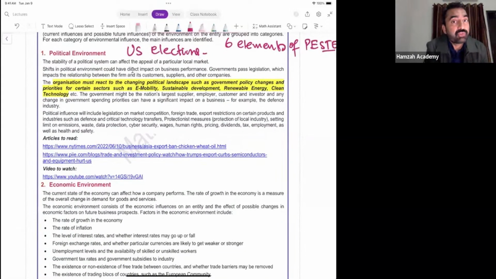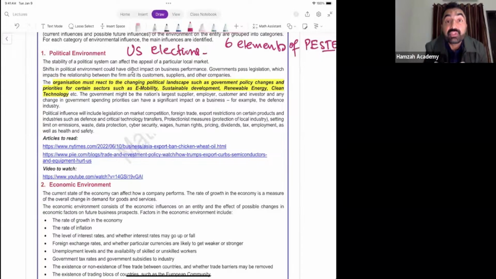Shifts in the political environment could have a direct impact on business performance. Of course, governments pass legislation which impacts relationships between a firm and its customers, suppliers, and other companies. The organization must react to the changing political landscape, such as government policy changes and priorities for certain sectors, such as e-mobility, sustainable development, renewable energy, clean technology, and all that. So if there's a shift in government policy, organizations have to respond to that.